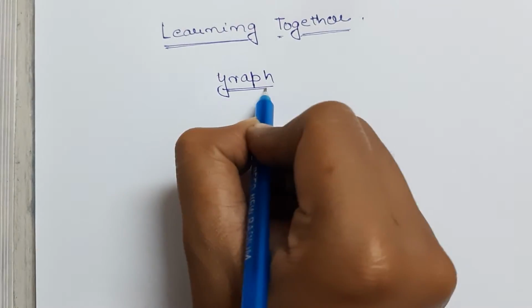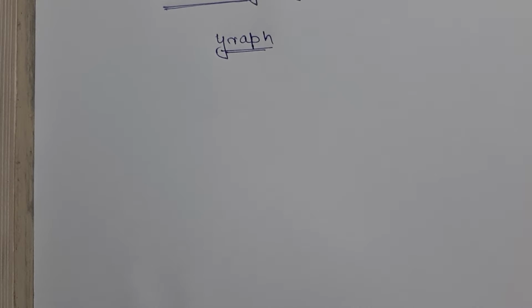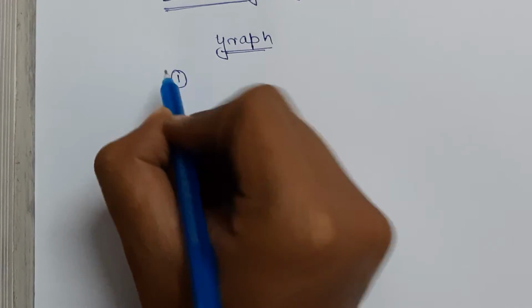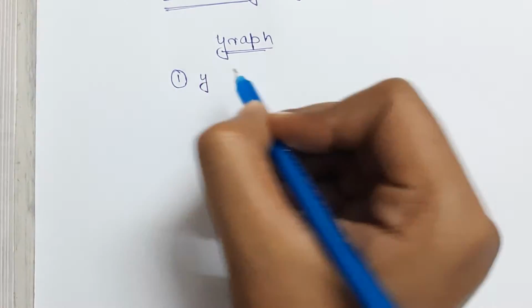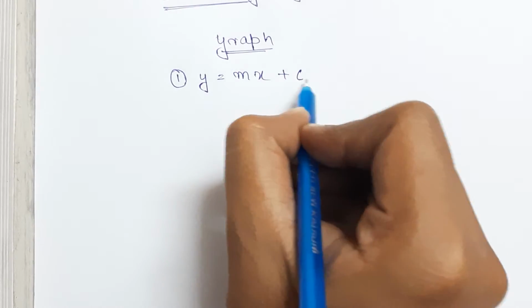Although it is not directly linked with any of the chapters which you will learn in class 11 mathematics, it is one of the most important, most used things. So in today's session we will learn how to draw graphs. What are they? Number 1, y is equal to mx plus c, that is a straight line.